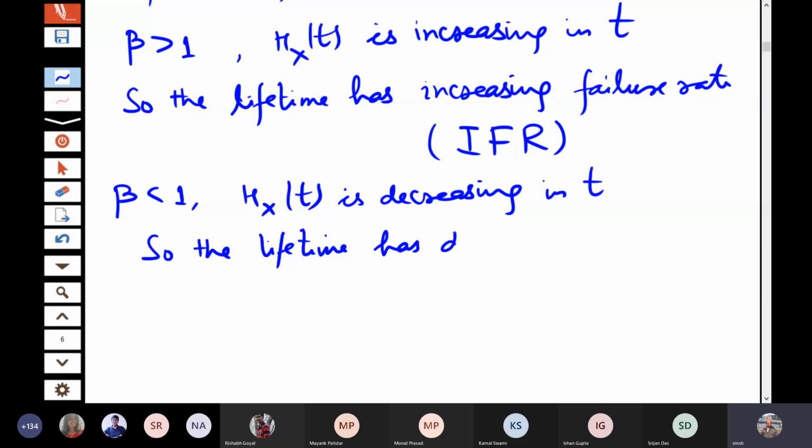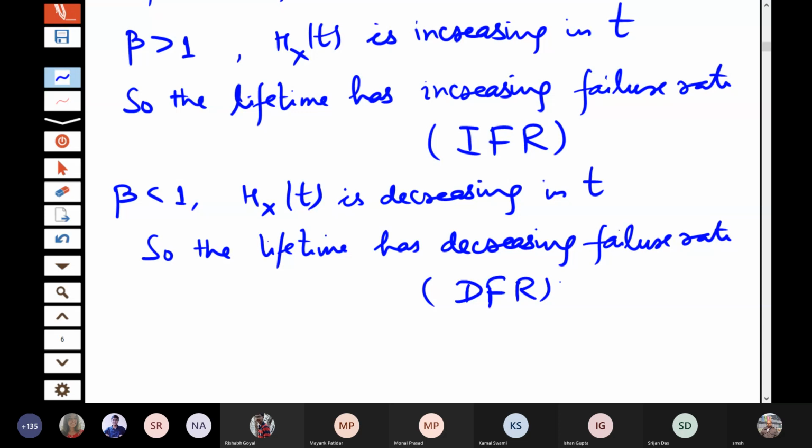So the lifetime has decreasing failure rate, that is DFR. So these kinds of things are there which have very, very long life. Okay. For example, you have certain elements like uranium and so on, which have very, very long lifetime. So the failure rate is in fact decreasing.